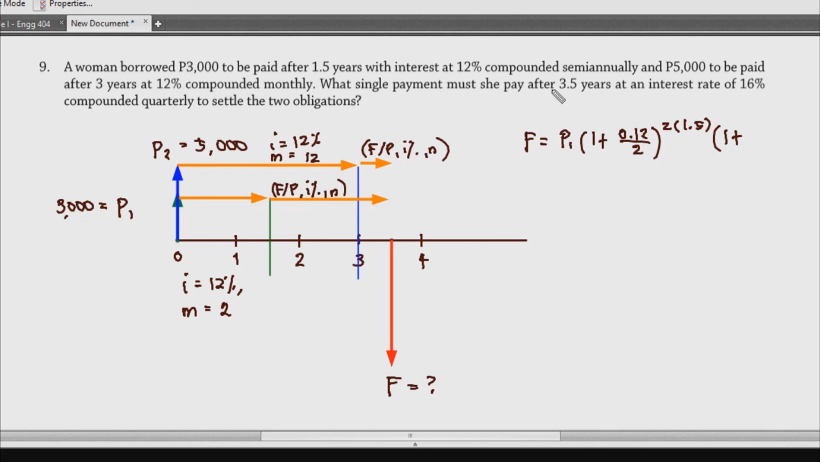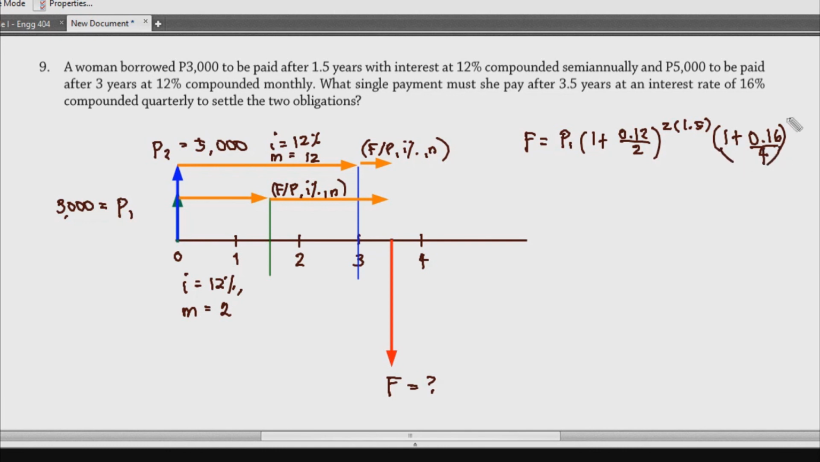Single payment na 16%. So we'll be using that 16% na payment natin, no? So with this, that should be equal to 1 plus 0.16 and then raise that to, compounded quarterly pala to, so we have here over 4.